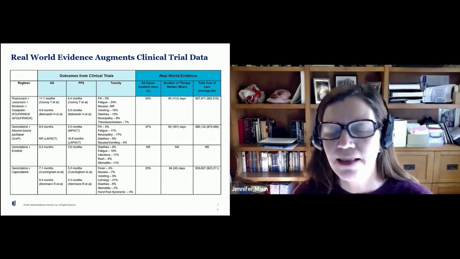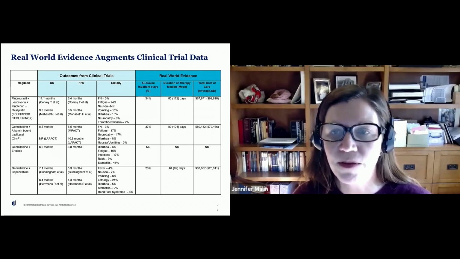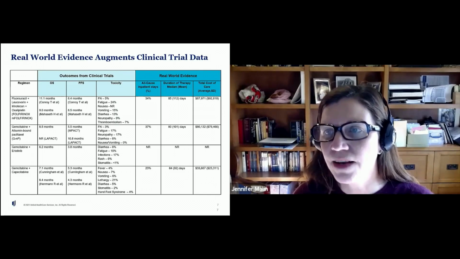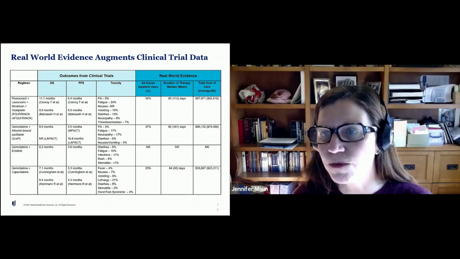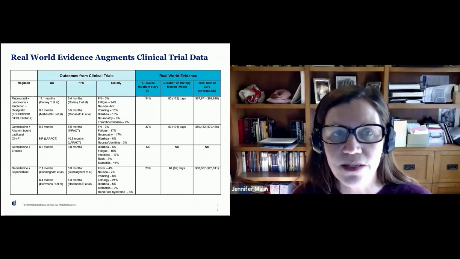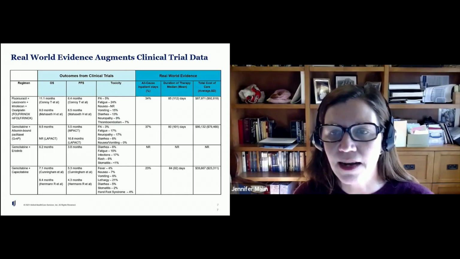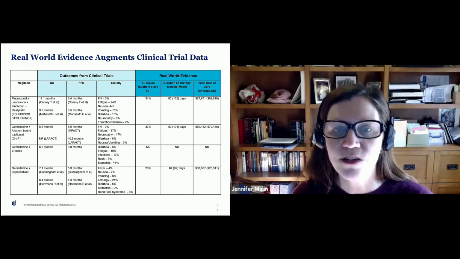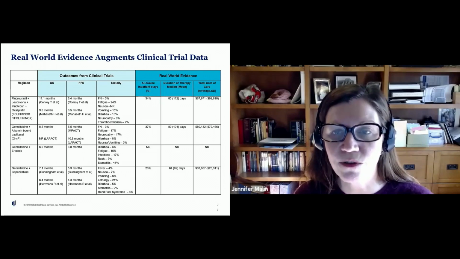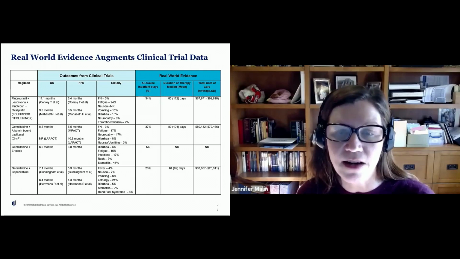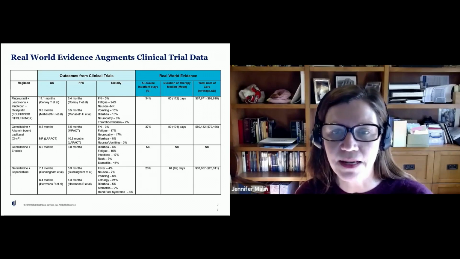And then on the right-hand side, we see that data augmented with real-world evidence data: the all-cause inpatient stays during chemotherapy with this regimen, duration of therapy being 85 days, and then the total cost of care of $87,971 on average with a pretty wide standard deviation. So this is the way that we have been using our claims and prior authorization augmented data to supplement clinical trial data as we look to create cancer treatment pathways. I think this provides an example of how this data can not supplant, but supplement the data and insights that we get from clinical trials.